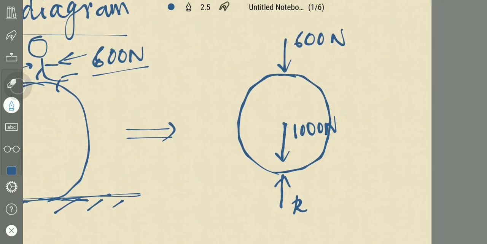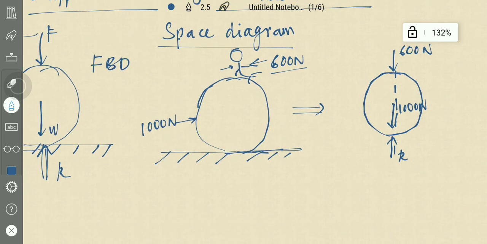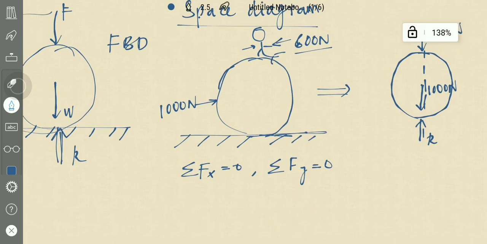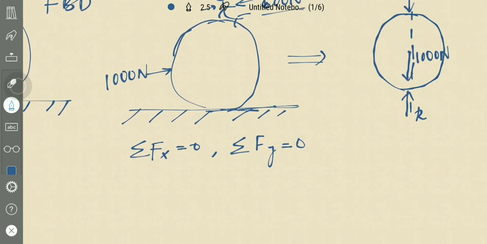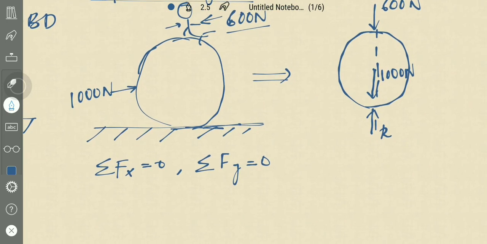If this rock is in equilibrium, then we know sigma Fx is equal to 0 and sigma Fy is equal to 0, which means the sum of horizontal components of forces and vertical components of forces should be 0. In this there are no inclined forces, so all are vertical forces.